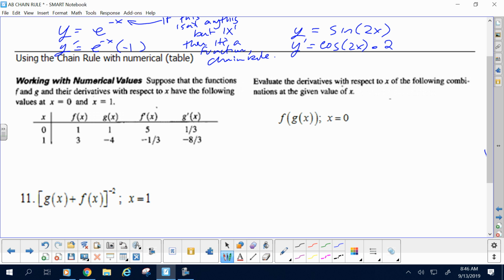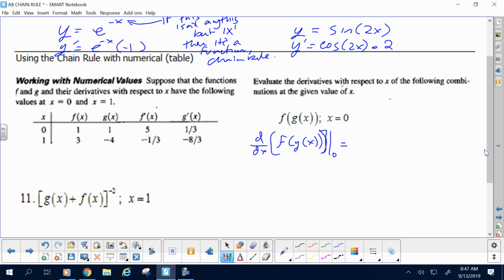The question is, evaluate the derivatives with respect to x for, actually I'm giving you two different problems here. We'll do this one together. So I want the derivative of f of g of x at 0. Is that clear? I'm going to take the derivative of this thing eventually at 0. First I have to take the derivative, and then the second step I'll do with the 0.